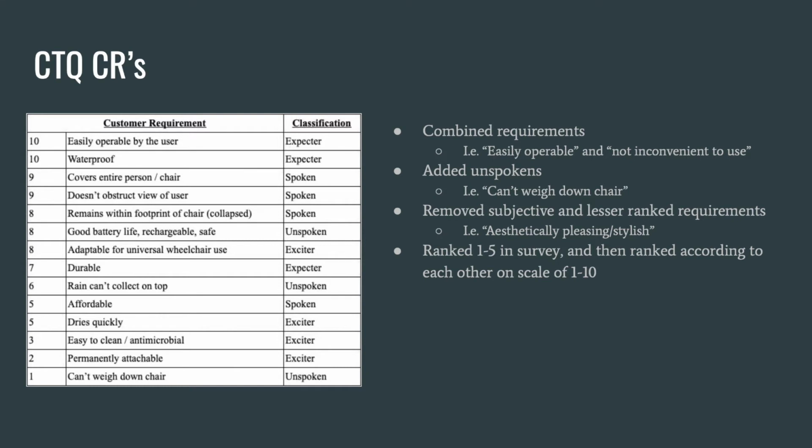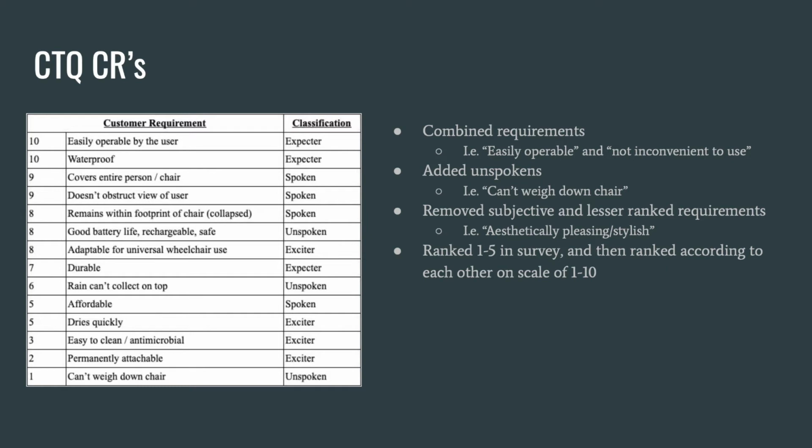So we combined a lot of our requirements. A lot of them were the same thing, just written differently. So we combined those to make one cohesive requirement. We added the unspoken requirements, and we were able to remove a lot of the more subjective and lesser ranked requirements.